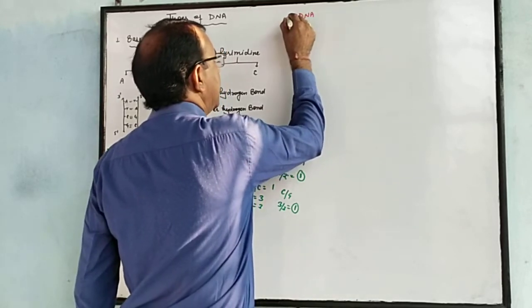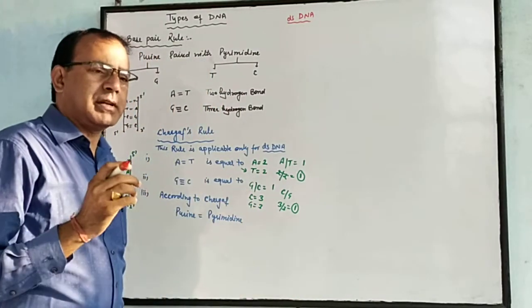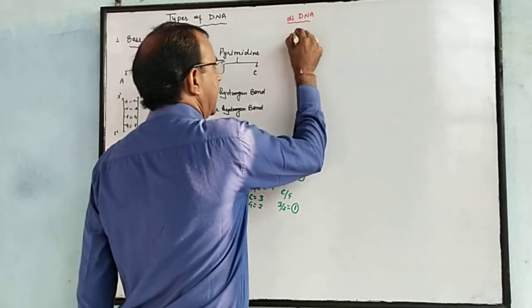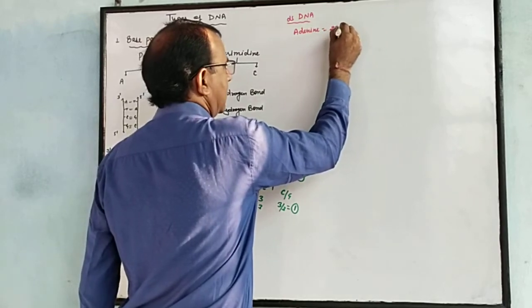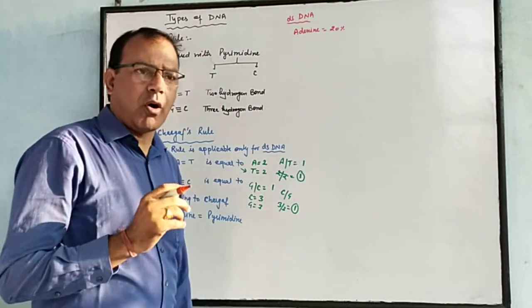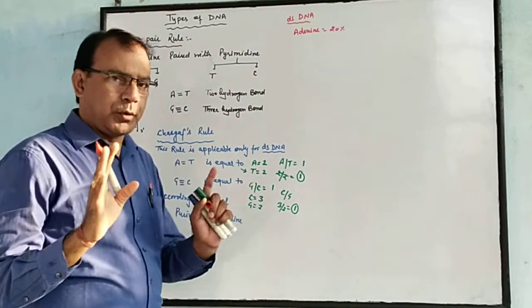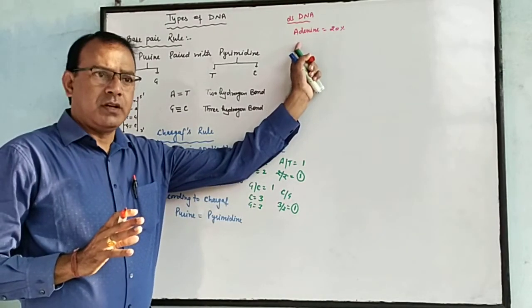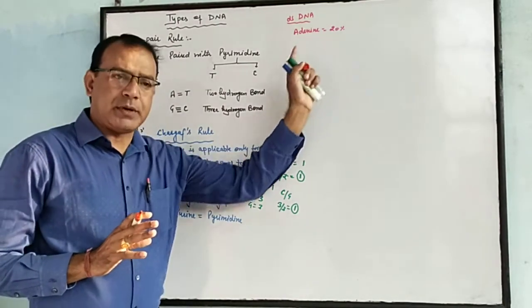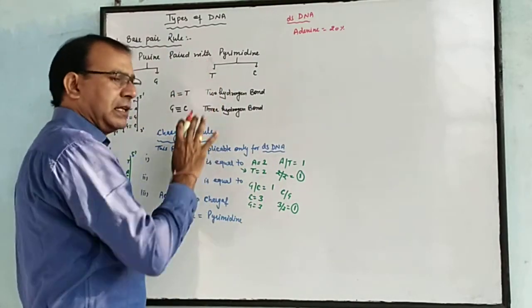DNA, which one? dsDNA, double stranded DNA. Suppose a segment of double stranded DNA contains adenine 20%. What are the rest of the components in the dsDNA segment? What is the value of the rest of the components in the dsDNA?